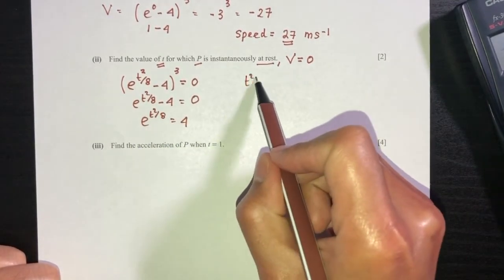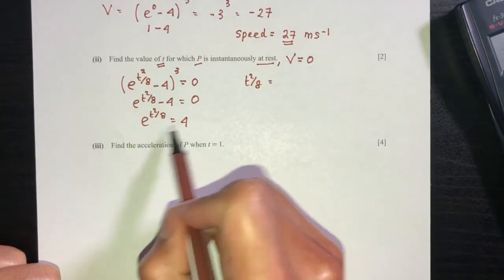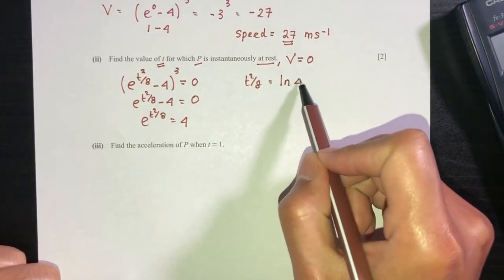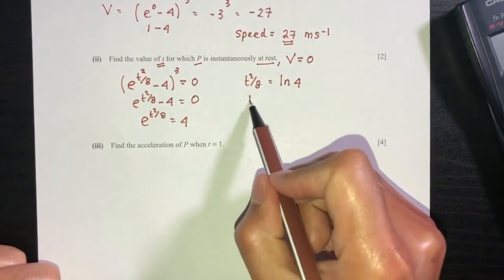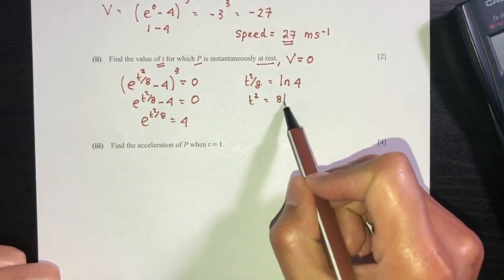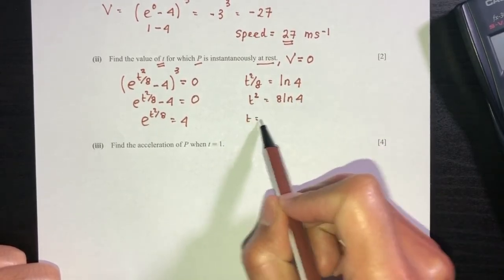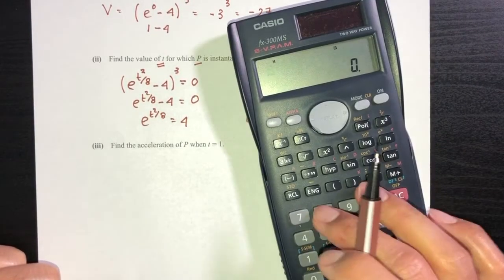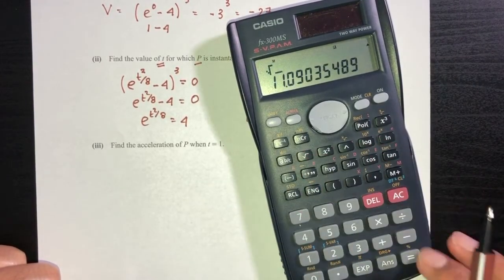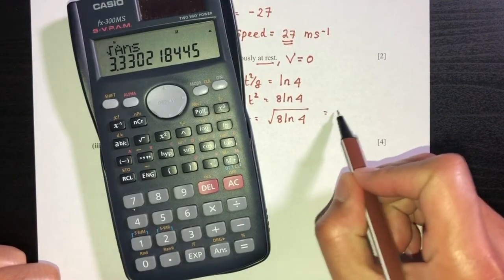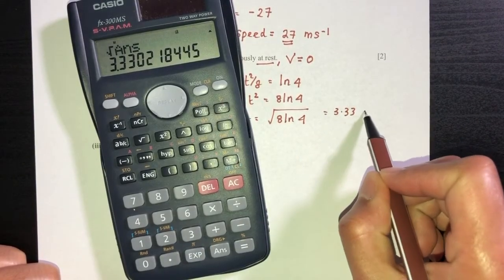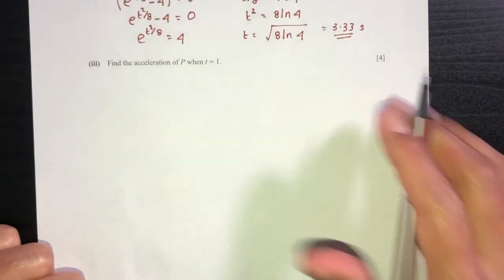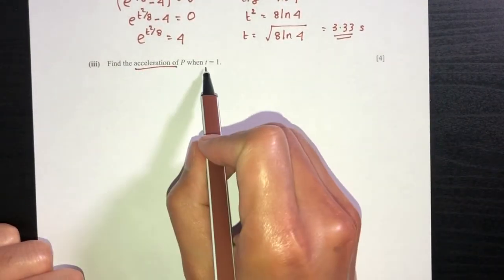Then you have t squared over 8. If you send e over here, you will have ln 4. t squared will be 8 ln 4, so t will be the root of 8 ln 4. That is 3.33 for your value of t. It will be at rest. Now for part 3, find the acceleration of p at time t equal to 1.